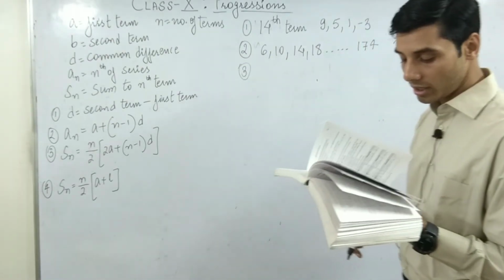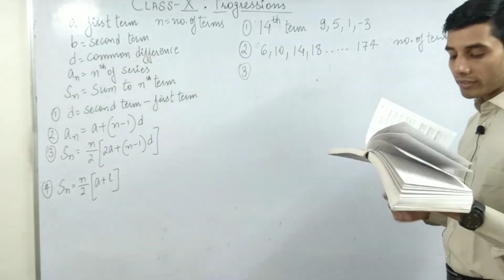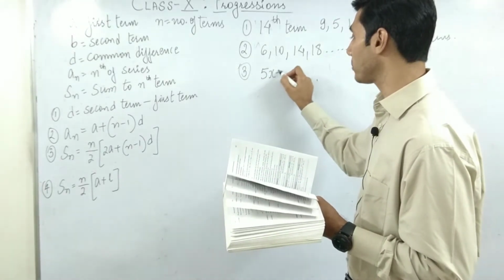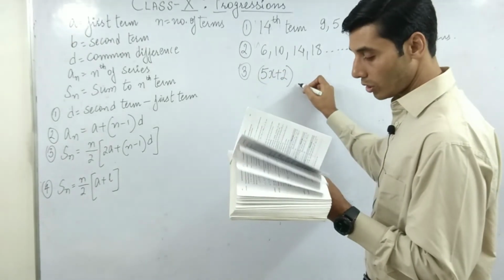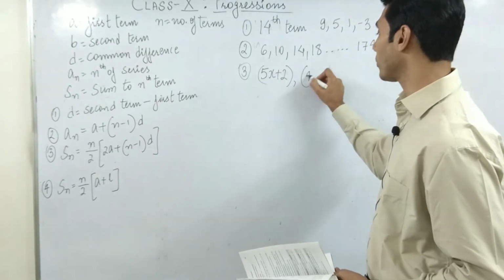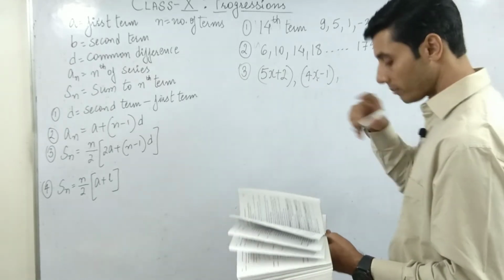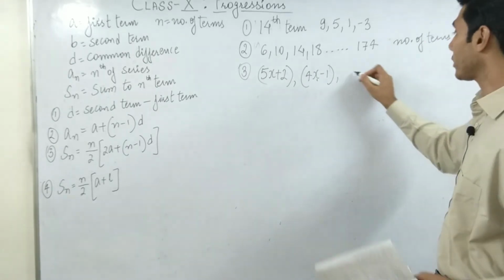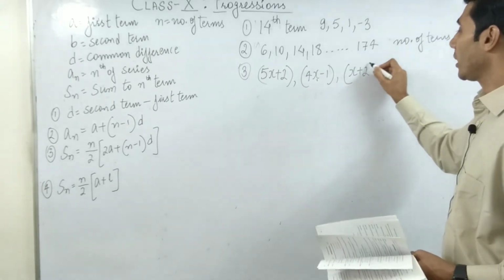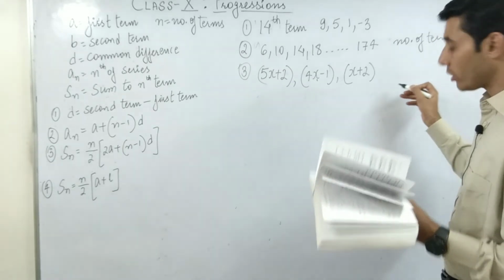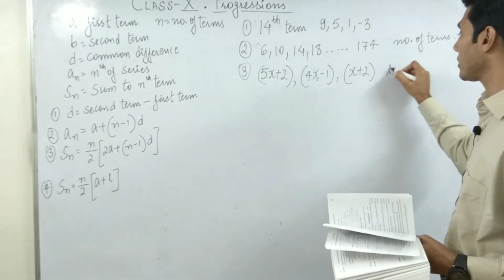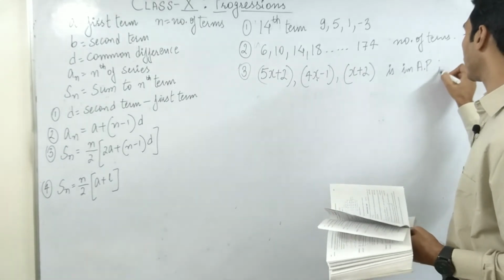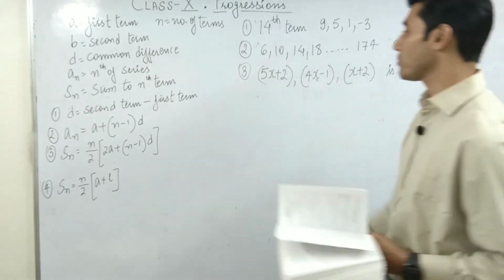Let's see another question. They are saying find the value of x for which the series is something like this: 5x plus 2, comma, 4x minus 1, comma, and x plus 2. And they're asking me what should be the value of x for which the following series is in AP. So what I need to find out is the value of x. Okay, let's move on to the next question.